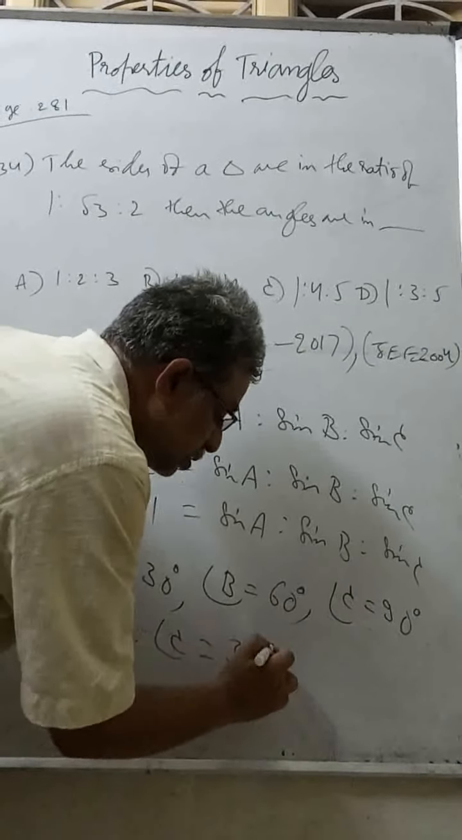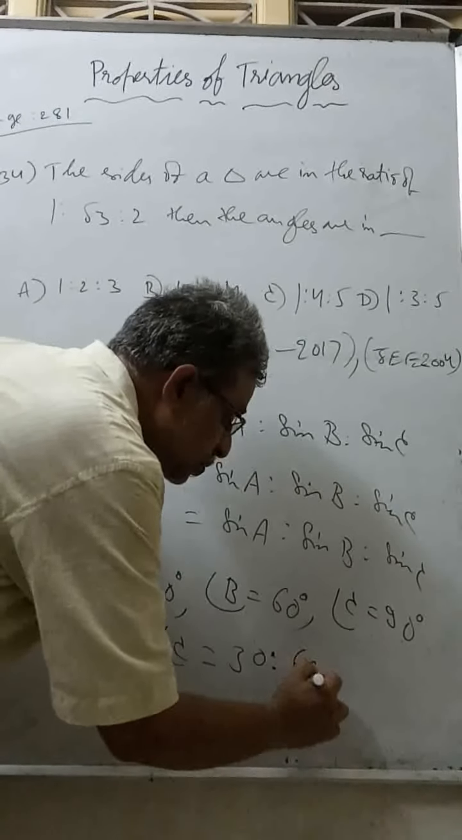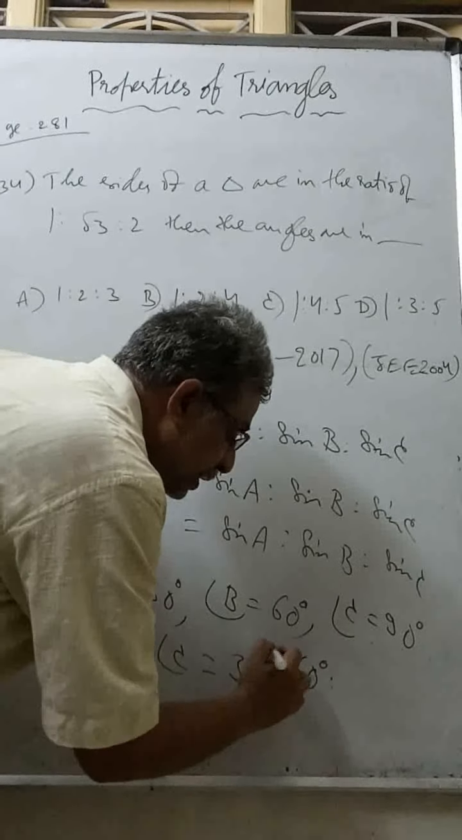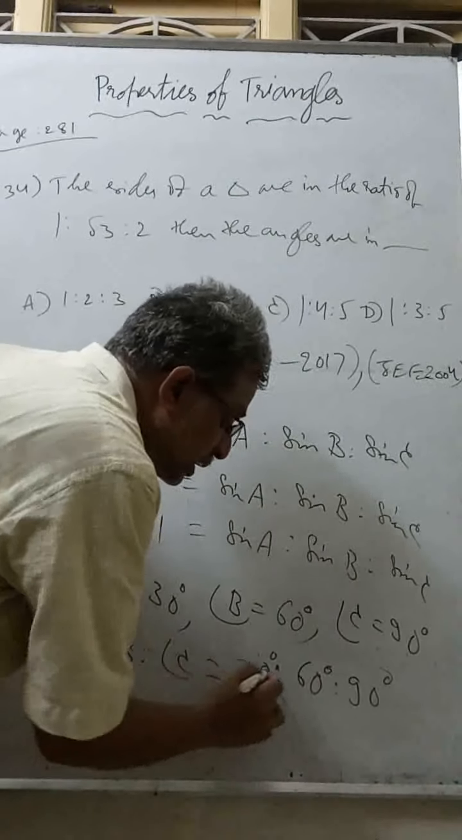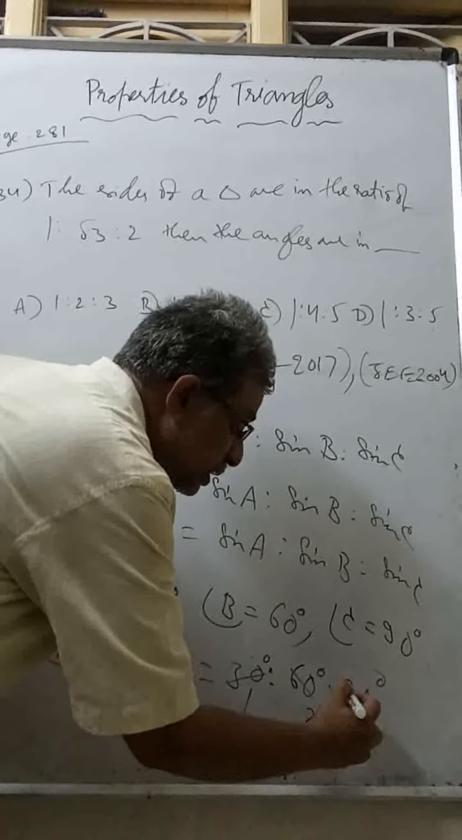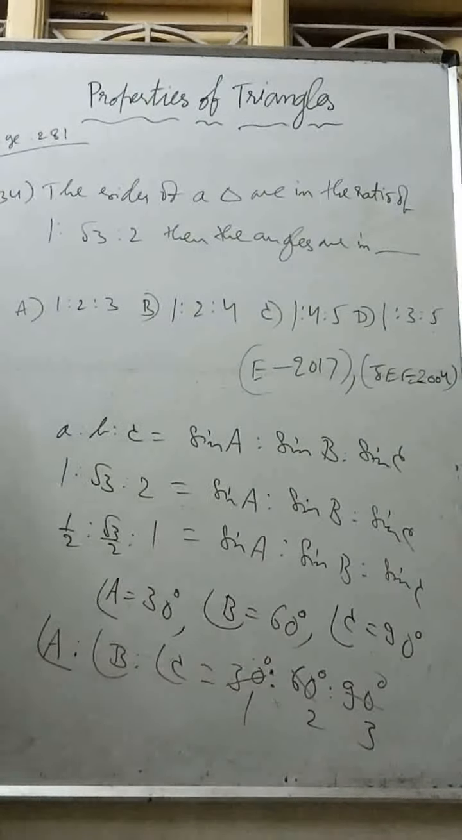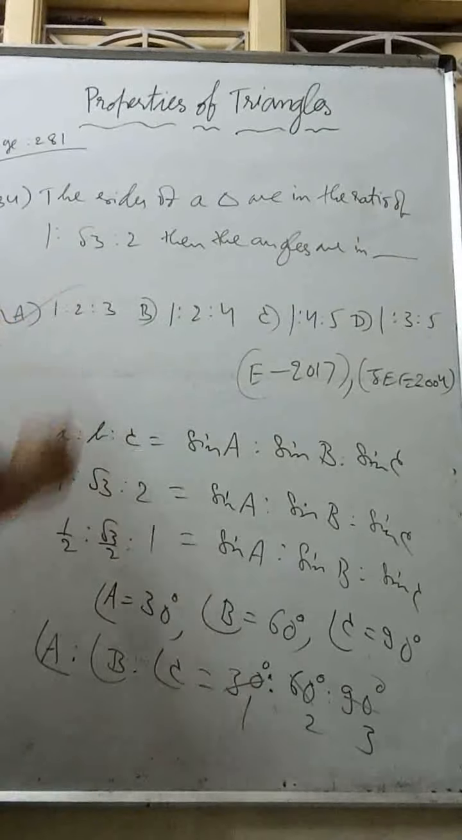30 is to 60 is to 90 degrees. Cancelling the common factor of 30, we get 1 is to 2 is to 3. So our option is A.